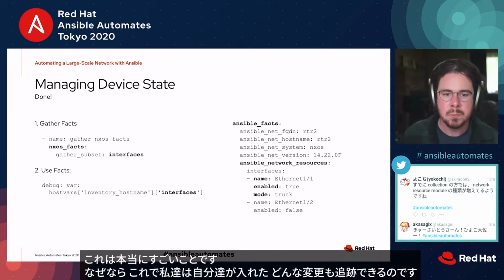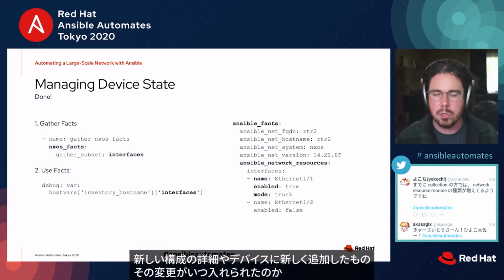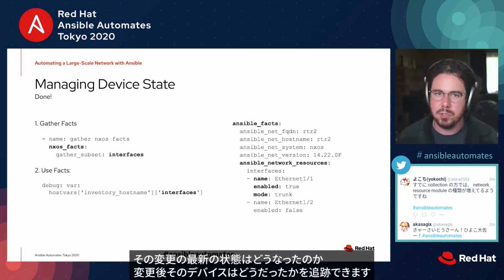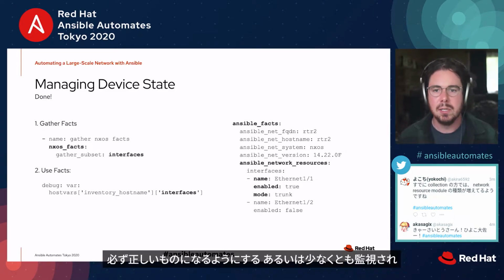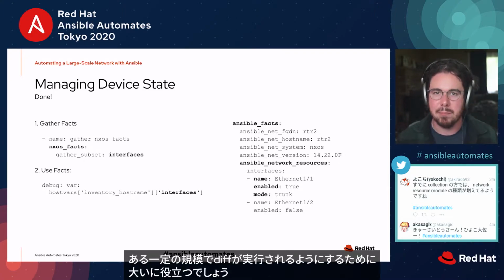And this is really cool because this now allows us to track any change we make, any new configuration detail, anything we add to our devices. We can now track when that change was made and what the new state of that change was afterward, or what that device was after the change. And this will really go a long way to helping people get an idea of what sorts of changes are being made to their network, and also just enforcing that the network configurations they have are correct, or at the very least are being monitored and diffed in some capacity.